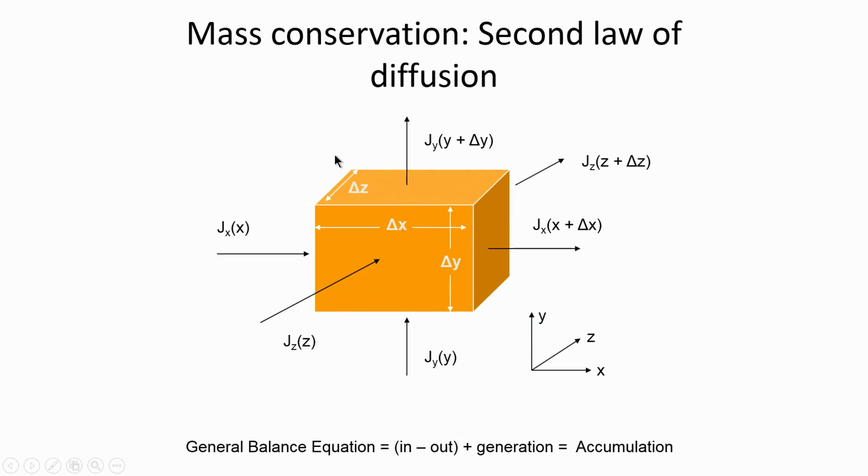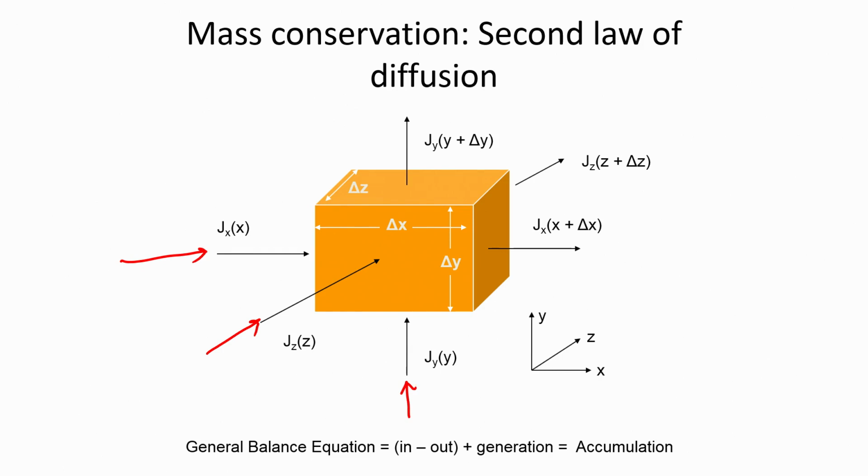Okay. So, then we define the second law of Fick's diffusion, and that is nothing but mass conservation. So, what it says is, let us say if we take a small volume, then it is a general mass balance equation, which basically means that whatever of that particular solute is coming in any of the directions. So, it could be in the z direction, it could be in the x direction, or it could be in the y direction.